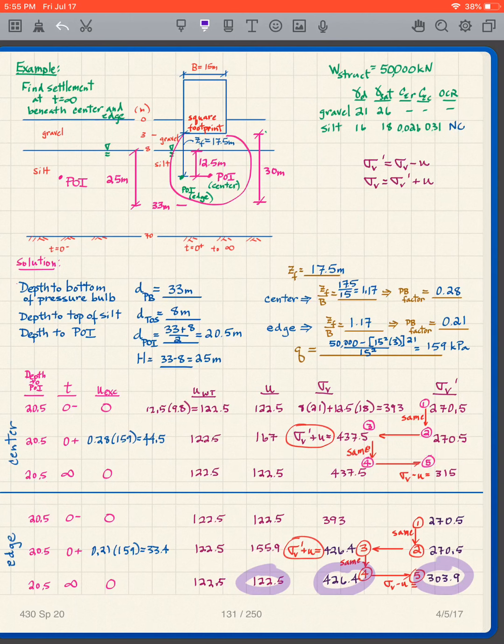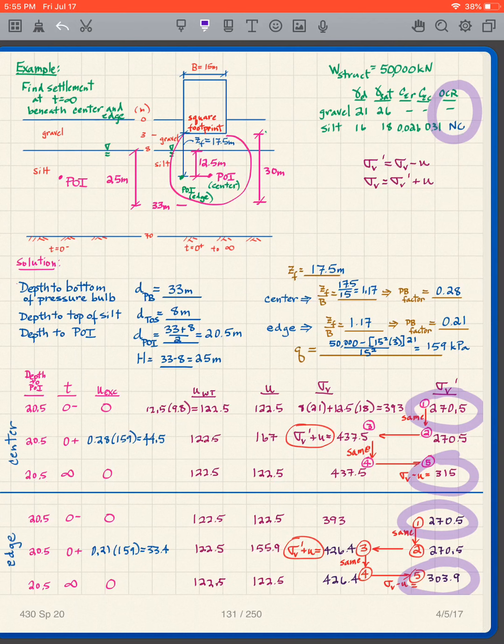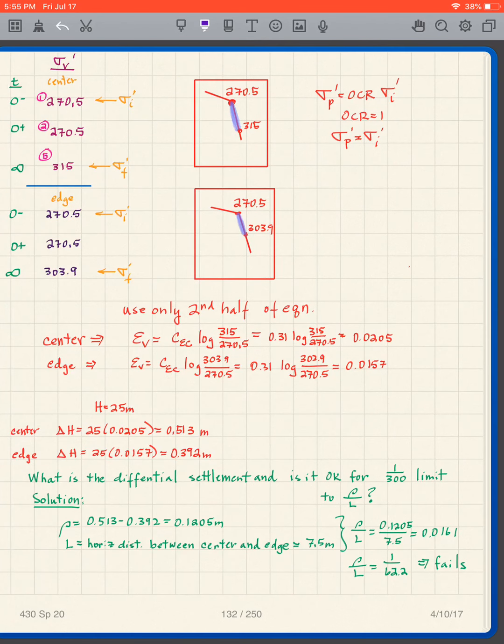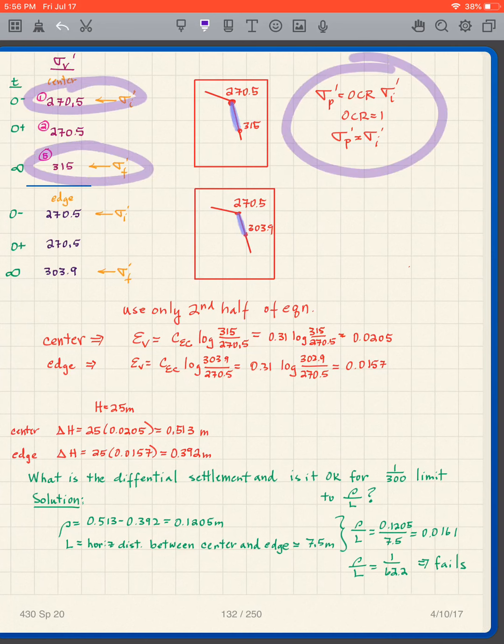So I've got all my sigma V primes. I have my sigma V prime I, my sigma V prime F, and then the OCR gives me the sigma prime P. Those are the 3 numbers I need. And what are they? Here they are. Sigma prime I, sigma prime F. Well, what's my sigma prime P?